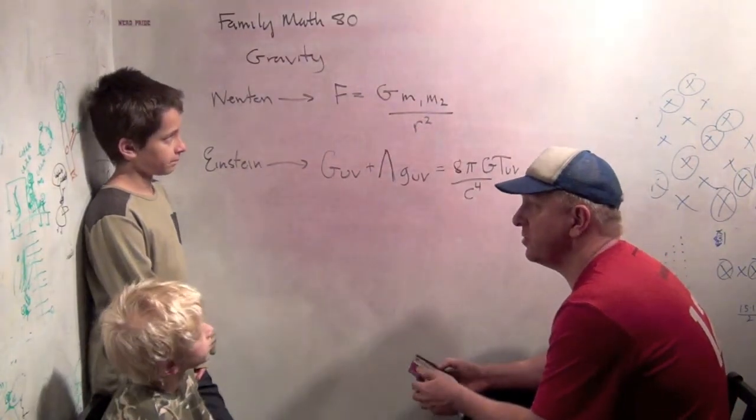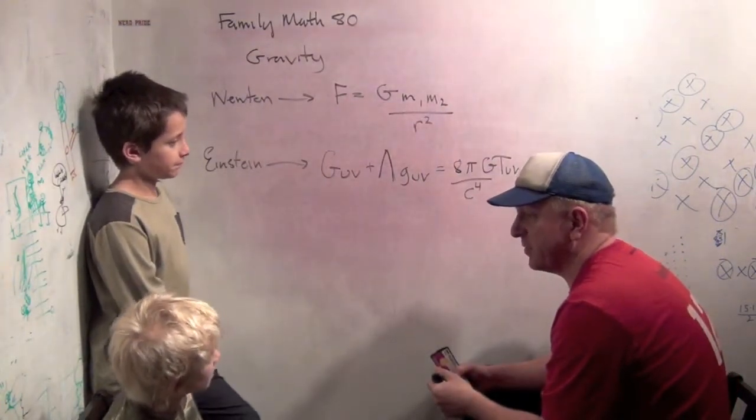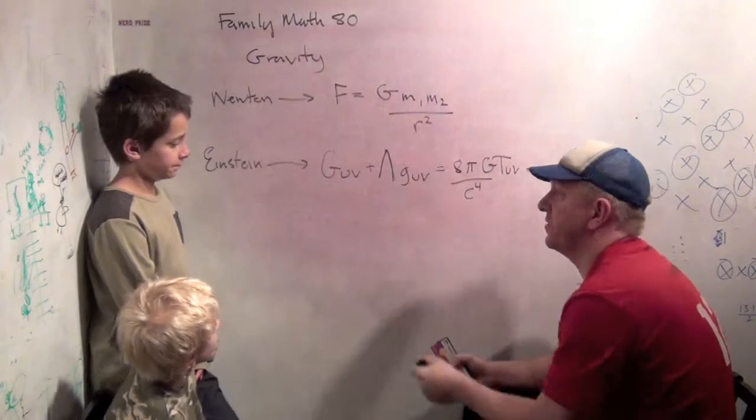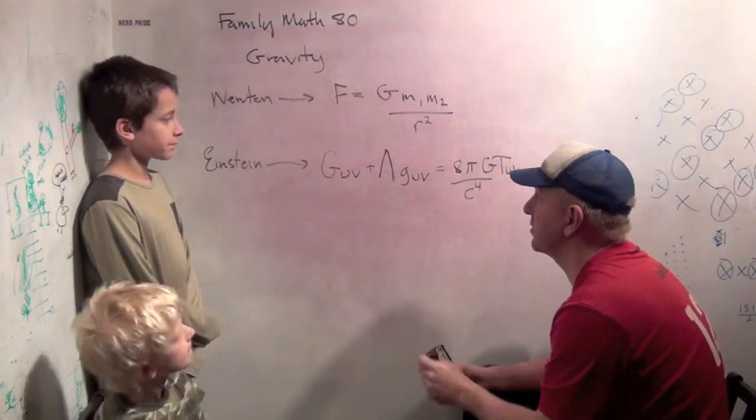So it says two bodies, you figure out how much gravitational force is between them by figuring out what their mass is and how far away they are. Pretty cool, right? Yeah. And he discovered this equation. We'll go explore that in a second.